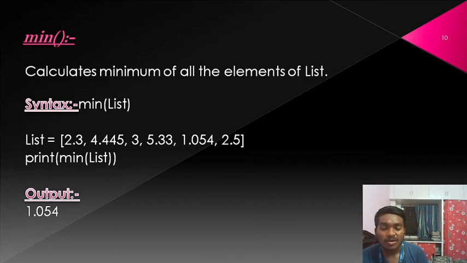It is not about the index. The minimum value 1.054, in any type of list, can be present at any index position.